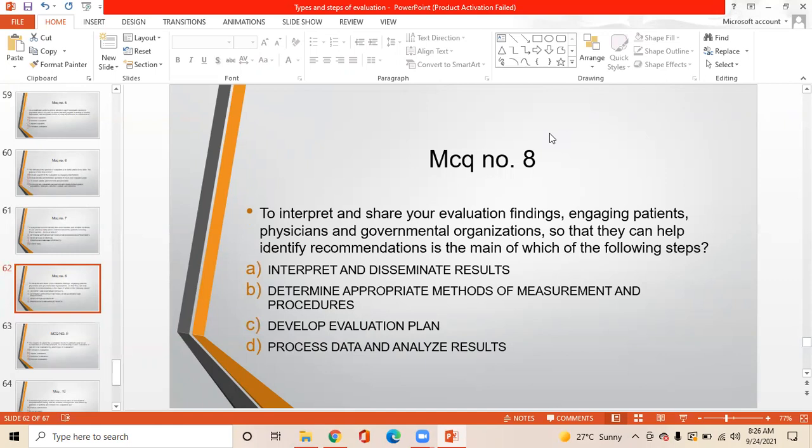Option B is the right answer, that is, to determine appropriate methods of measurement and procedures.